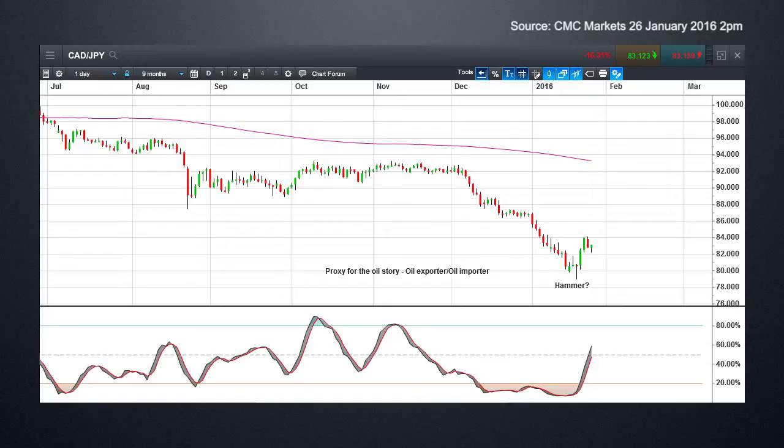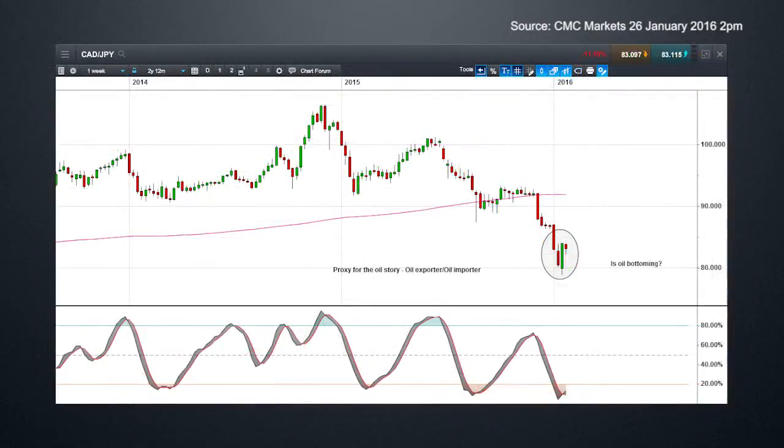So what I've done with this Canadian dollar Japanese yen chart is I've moved it forward to a weekly chart. Now, on the weekly chart, we've posted a bullish engulfing week. Now, historically, these sorts of candles tend to act as a positive arbiter of a rebound.